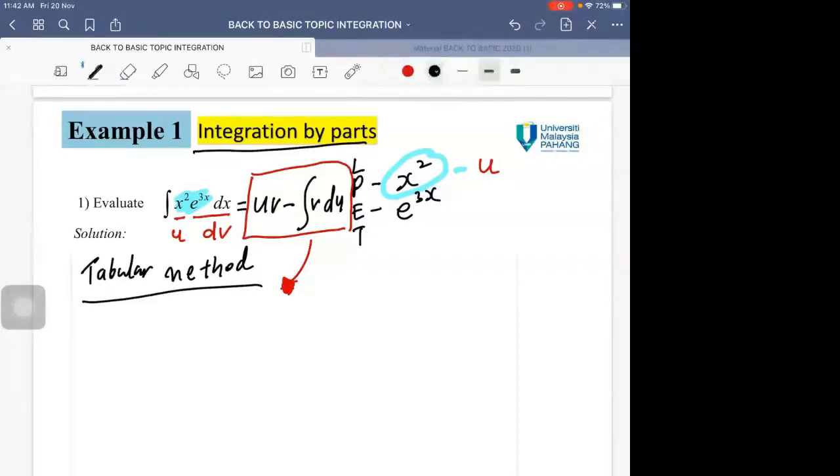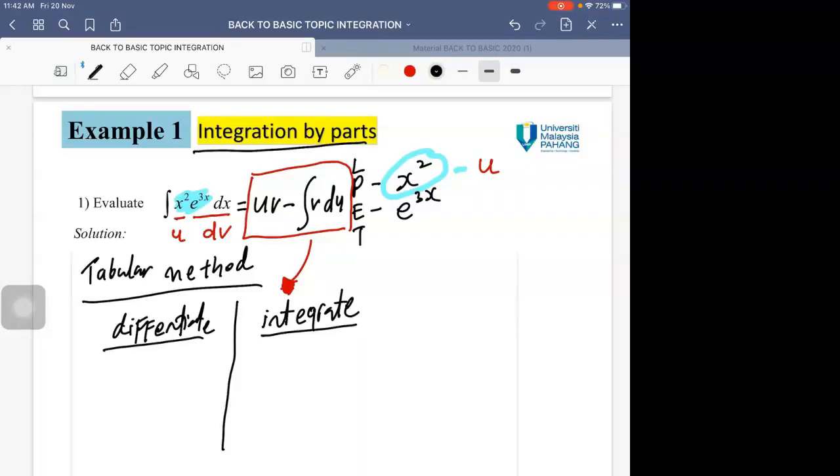So for u, we put under differentiate. And then for v dv, we put under integrate. Okay, so we have here x squared, and then here we have exponent 3x. That means we need to integrate exponent 3x dx.